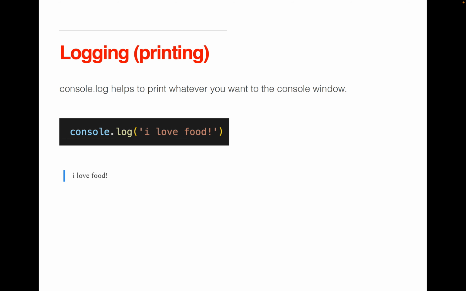First up, logging. Logging, as the name suggests, helps you to log or print pretty much anything you want on your console window. Logging in JavaScript is done using console.log. In this screen you can see we have used "I love food" inside the console.log function, and so we can see that the output of this console log is "I love food", which is whatever is inside the parenthesis or the brackets is printed here.